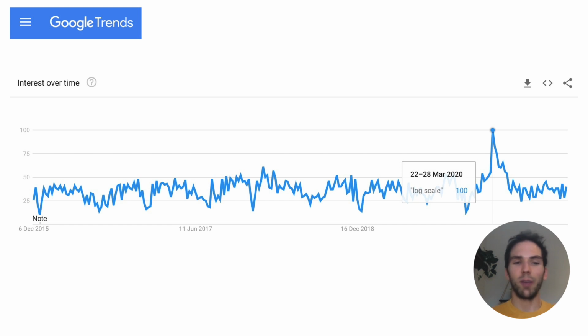And I've got that going back for the last 5 years or so, from late 2015 through to mid 2020. And what you see there is a big spike. Searches for log scale in that 5 year period reached their peak on around the 22nd of March 2020. And coincidentally, that was about a week after we started publishing these log scale charts on the FT. And the number of people looking at those charts had really ramped up over that week.